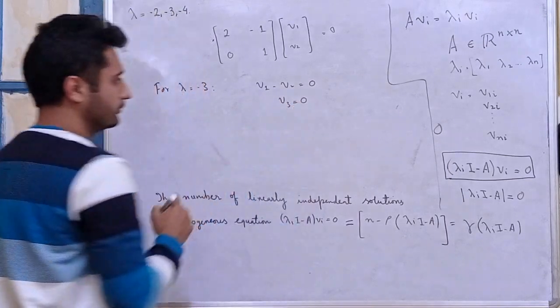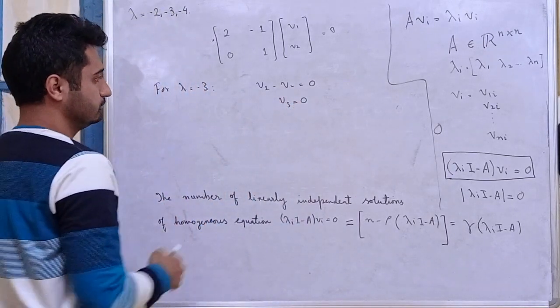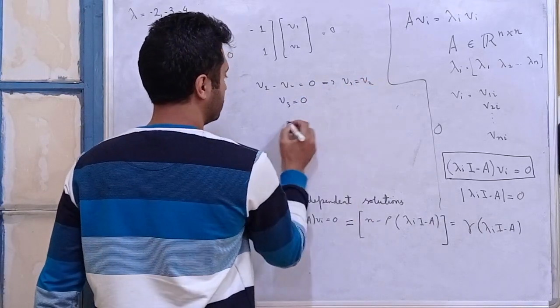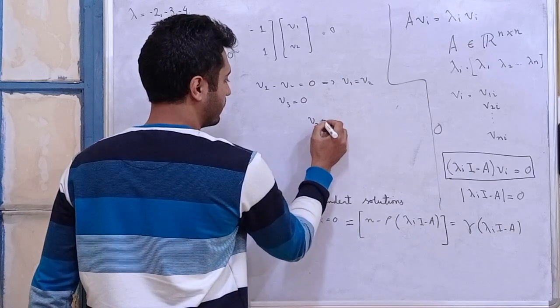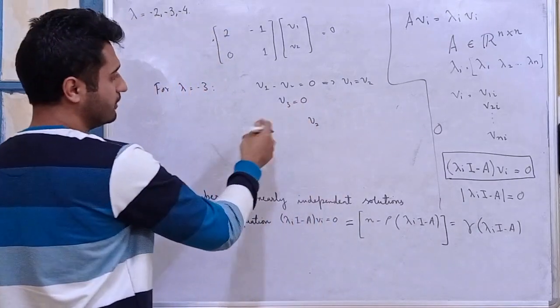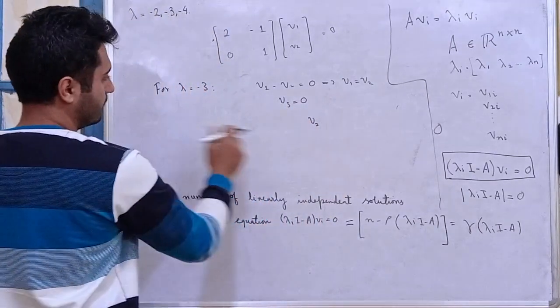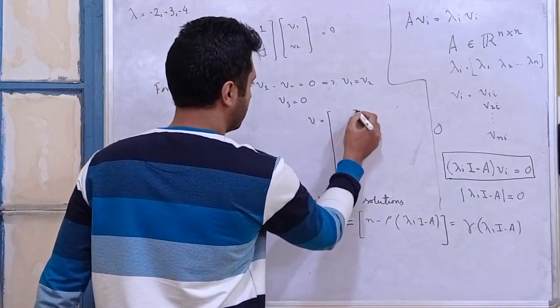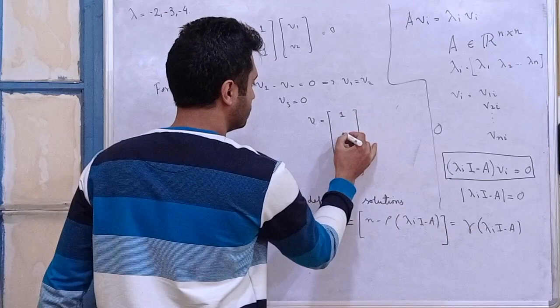This implies v1 is equal to v2. So your vector will be this, where the subscripts I am writing are the components of v. So I am getting 1 1 0.